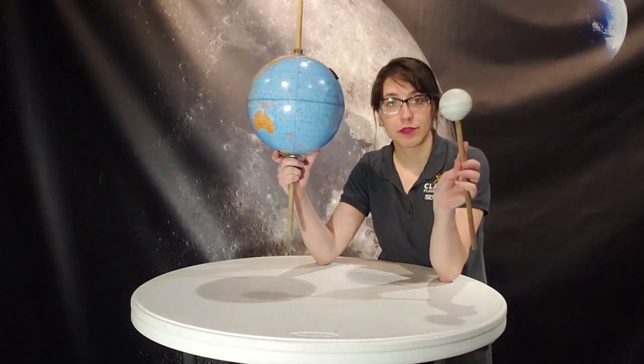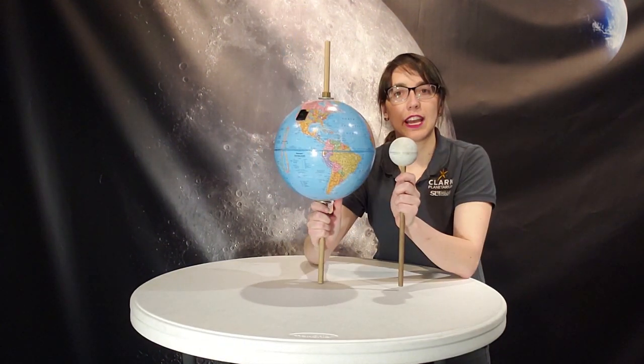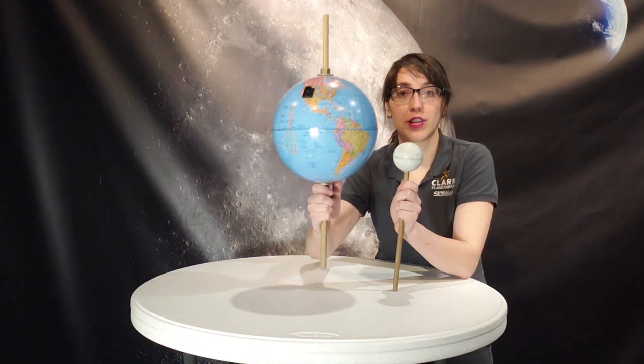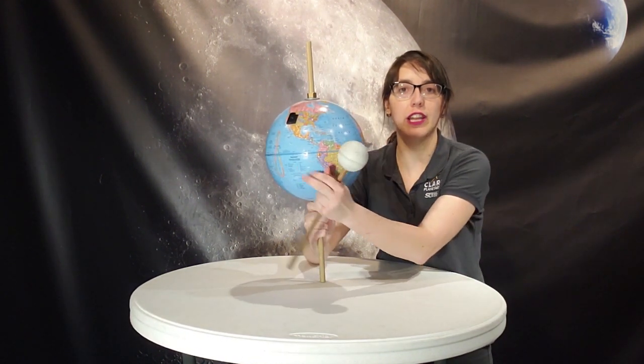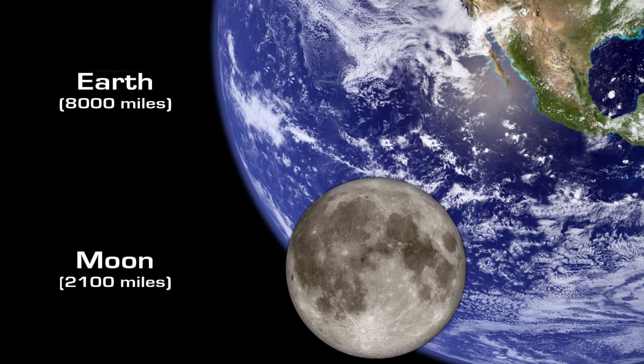Now, the moon is only about 1/4 of the diameter of the Earth. The diameter is a straight line across a circle. So if we use the equator on the Earth here, this nice straight line, we can fit 4 moons across it. That's what it means by 1/4 in diameter.